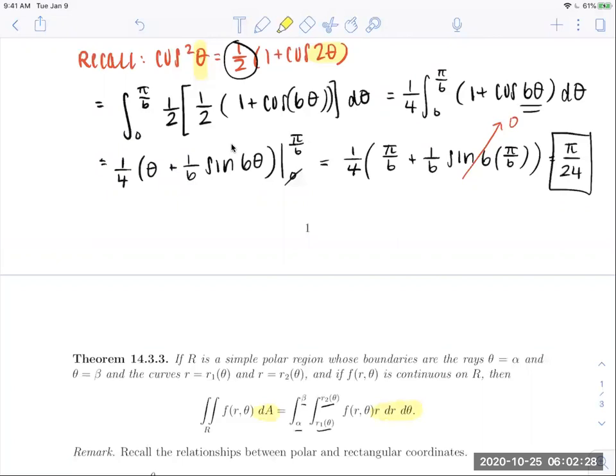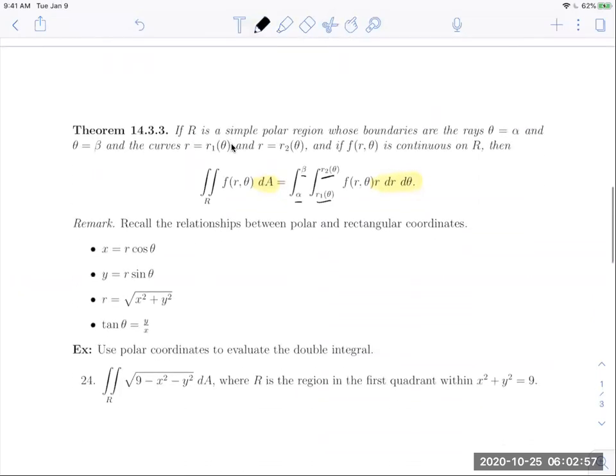So if you think back to 14.1 and 14.2, our dA became either dx dy or dy dx, depending on what type of region we were working with. Here, our dA in a polar region becomes r dr d theta. Now, I'm just going to have you take my word for it, and we'll see in a later section where that factor of r comes from. But for now, let's just roll with it.